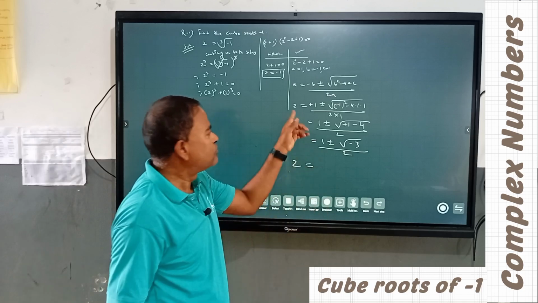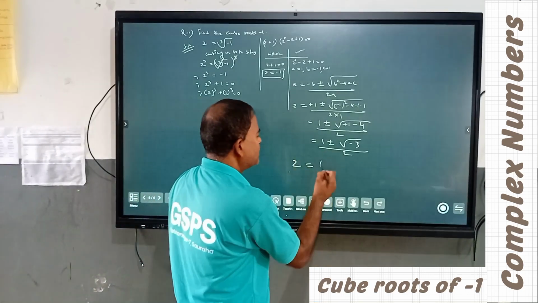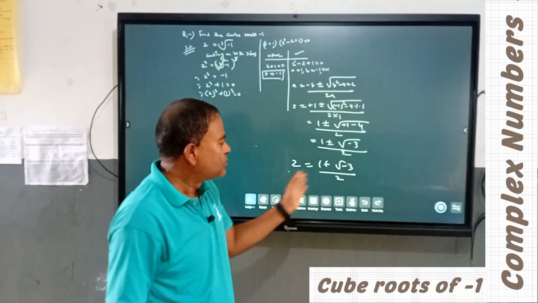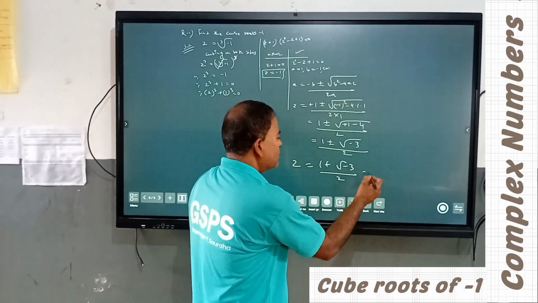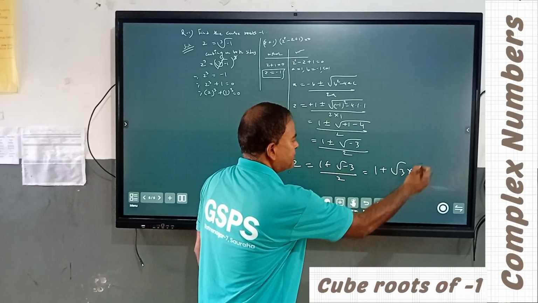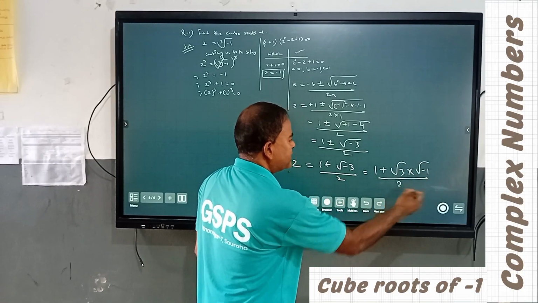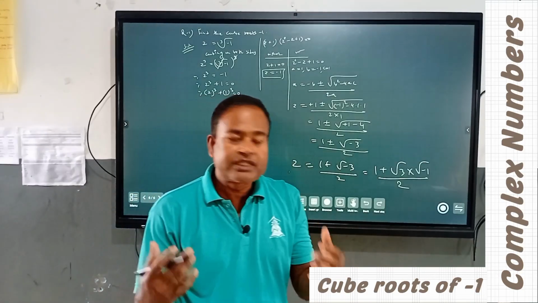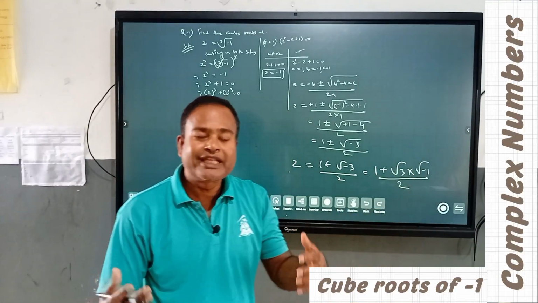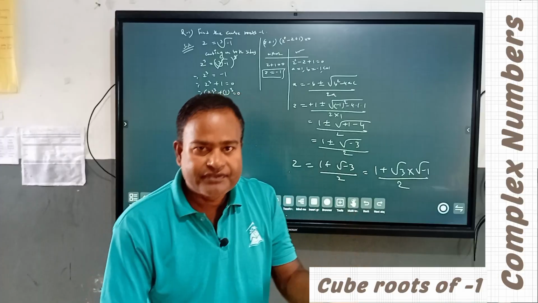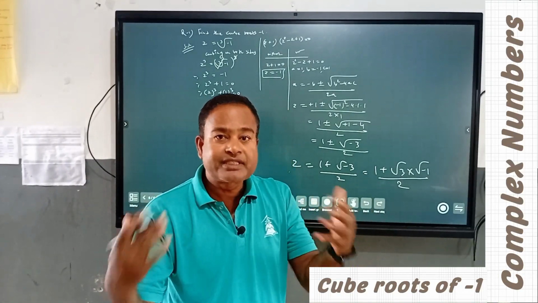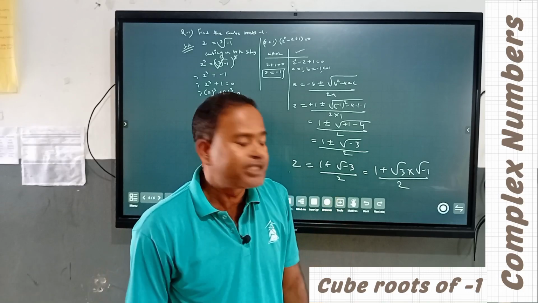If we take the positive sign, we get z equals 1 plus square root of -3 over 2, which equals 1 plus root 3 times the square root of -1, divided by 2. The square root of a negative number is undefined in the set of real numbers. The square roots of negative numbers are imaginary numbers, or we can say complex numbers.